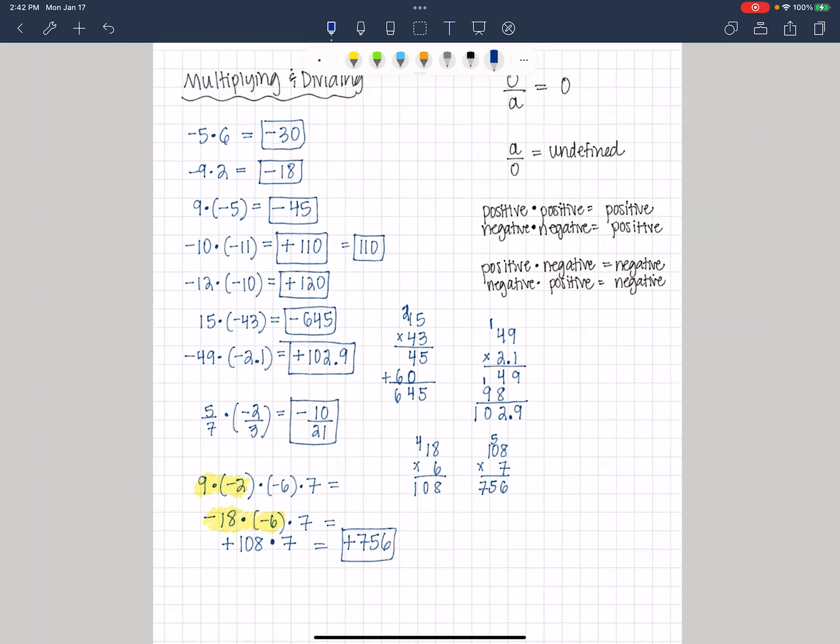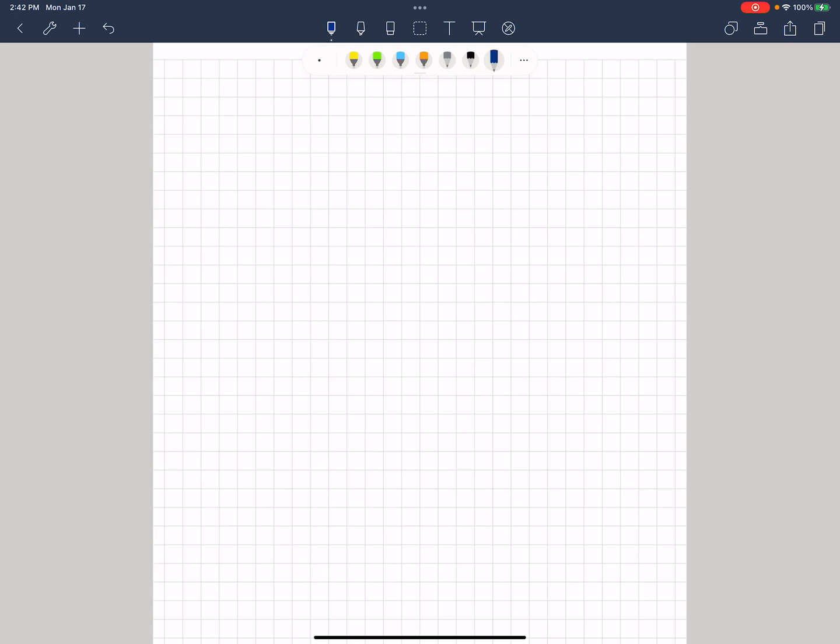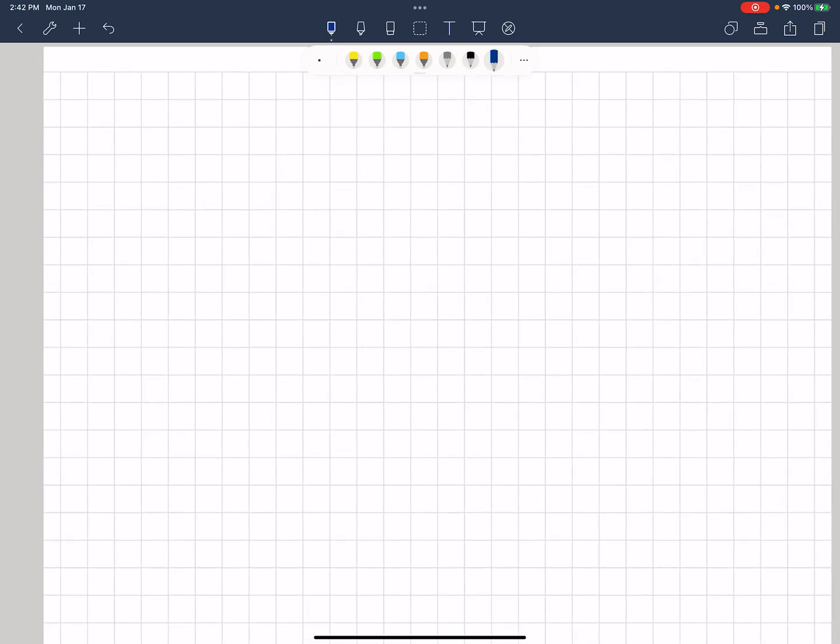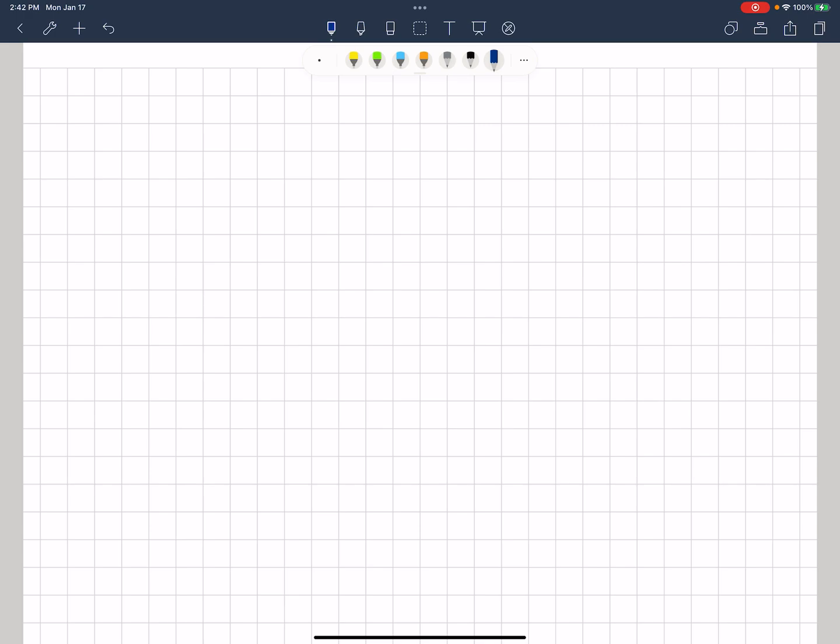Now, how do you divide positive and negative numbers? Dividing has the same rules as multiplying. So if I have 24 divided by -3, I have a positive divided by a negative. A positive divided by a negative is a negative. 24 divided by 3 is 8. So positive divided by a negative equals a negative.